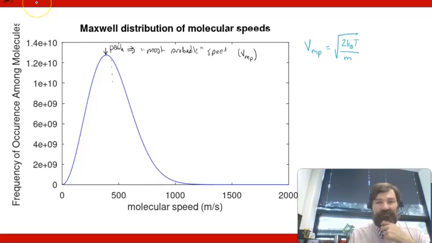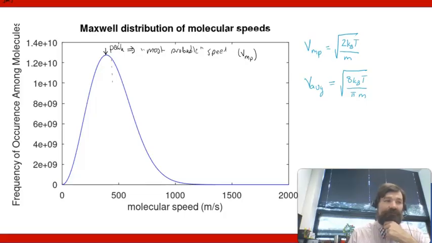And I'm just going to write that over here, V average, and that is given by the square root of 8 k_B times T divided by pi times the molecular mass. And note that over here I have 2, over here I have 8 over pi in the square root. So 8 over pi is greater than 2. So this average speed is actually greater than the most probable speed.